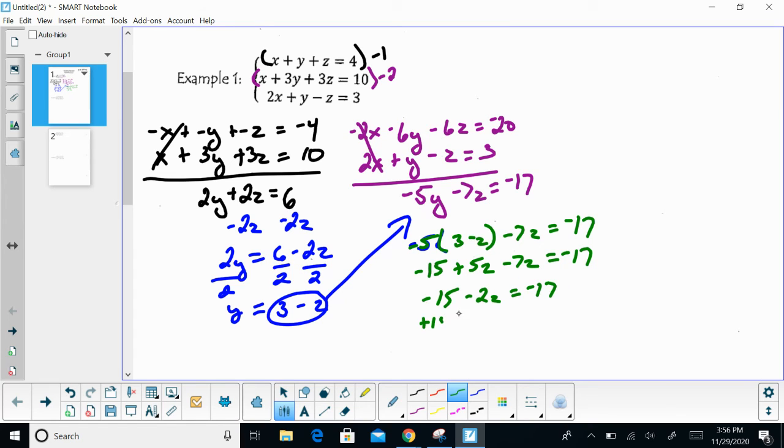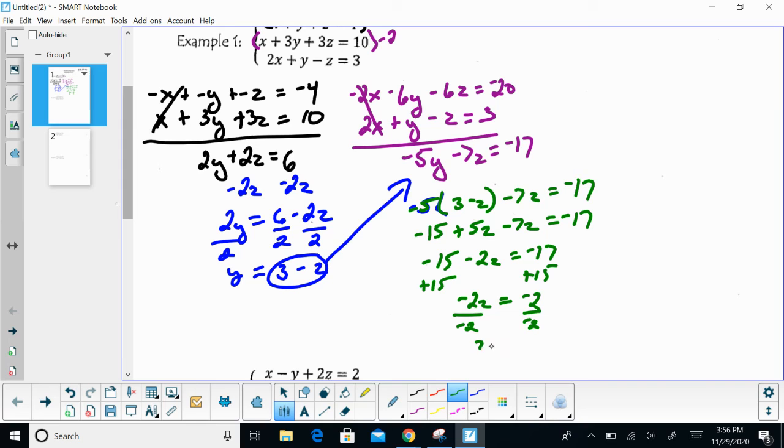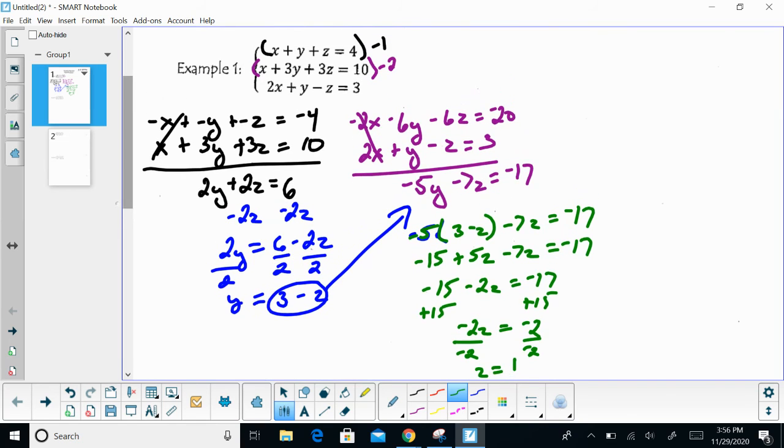Now we're going to add 15. -17 plus 15 is -2. Dividing by -2, and I end up with z equaling 1. Now that I have z equals 1, I'm going to take that information and plug it back into my equation over here to solve for y. So y equals 3 minus 1, or y equals 2.